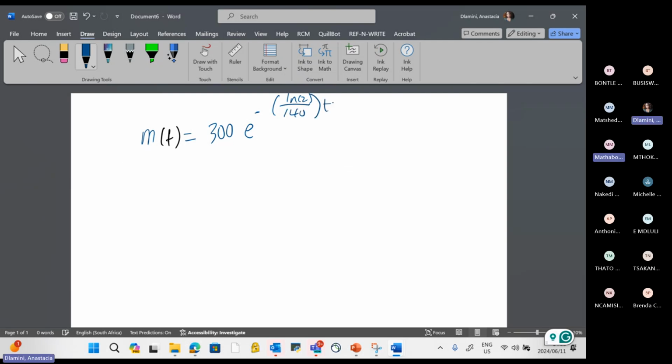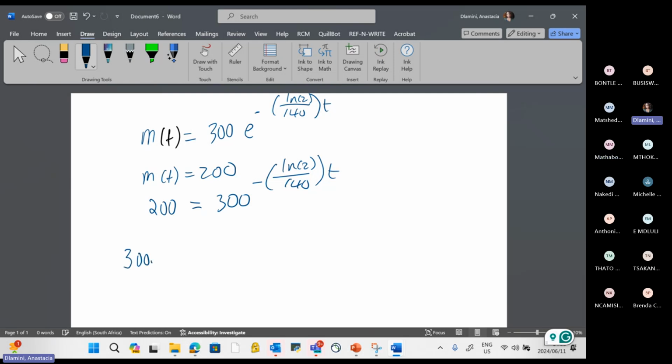140 times t, right? Yes, ma'am. Now they say m of t is 200. So this is 200 equals 300 minus ln of 2 over 140 times t. And then, I like writing it like this: 300 times, sorry, e to the minus ln of 2 over 140 times t is equal to 200.